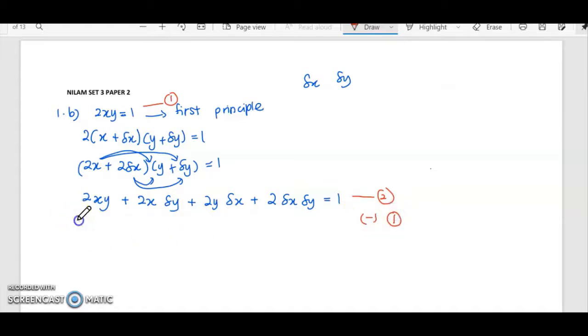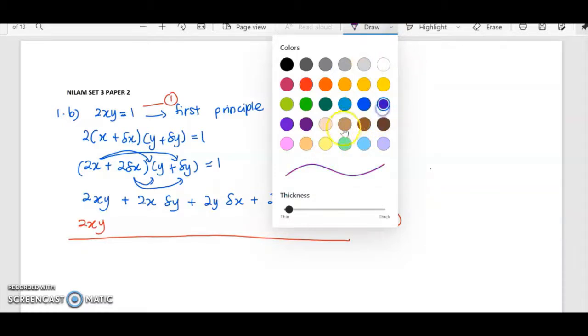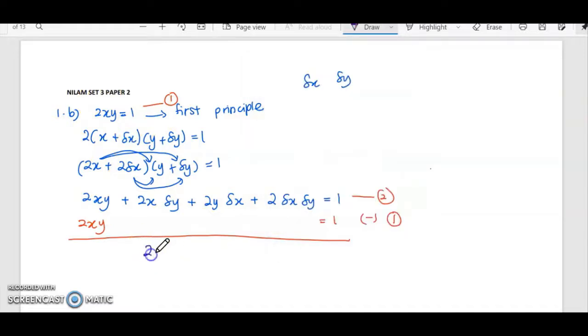So first equation 2xy equal to 1. So kita tolak dia. So apa akan jadi bila kita tolak dia? Itu mesti syarat dia. Mesti kita akan minus dengan original function. So apa yang tinggal kat sini, this one cancel lah. So akan tinggal 2x delta y plus 2y delta x plus 2 delta x delta y equal to 0.